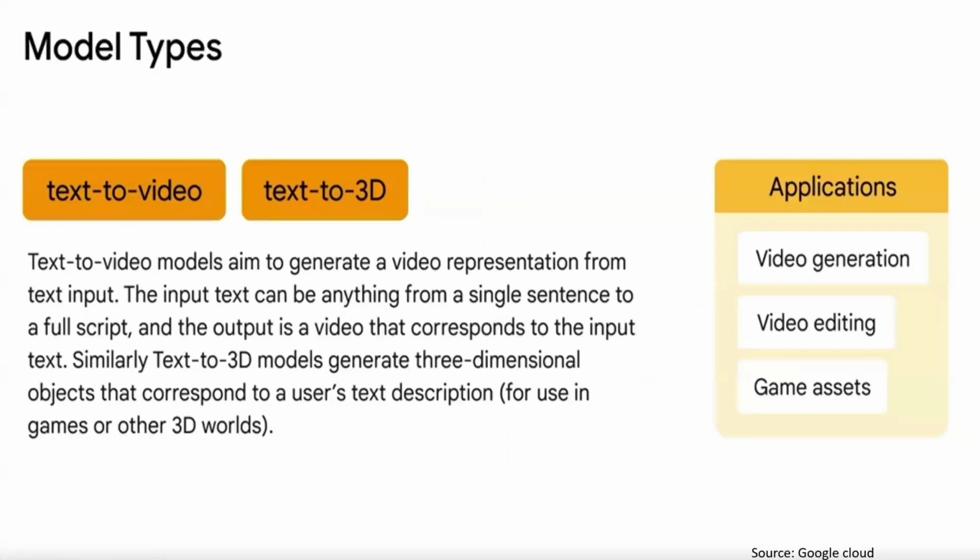Then we have text to video and text to 3D model types. Text to video models aim to generate a video representation from text input. The input text can be anything from a single sentence to a full script, and the output is a video that corresponds to the input text. Similarly, text to 3D models generate three-dimensional objects that correspond to a user's text description for use in games or other 3D worlds. So the applications here are video generation, video editing, and game assets.